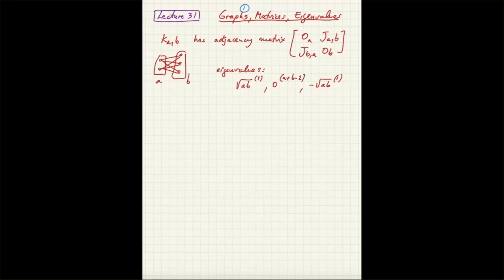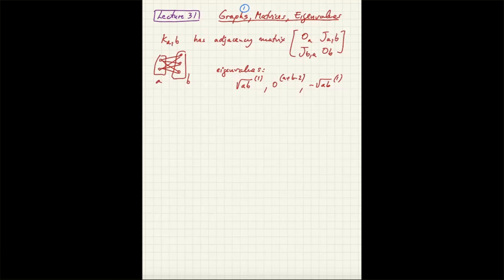Last lecture, we finished with the following result. The complete bipartite graph K_{A,B}, with A vertices in one color class and B vertices in the other, has an adjacency matrix of this form, with two block diagonals of zeros, and the off-diagonal blocks are all-ones matrices. Its eigenvalues, which we determined last time, are square root of AB and minus square root of AB, each with multiplicity 1, and 0 with multiplicity A plus B minus 2.